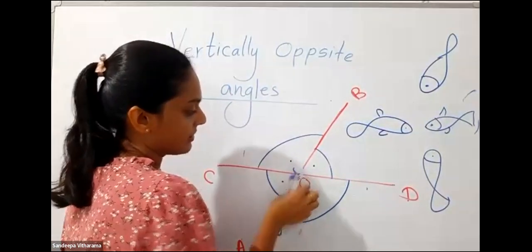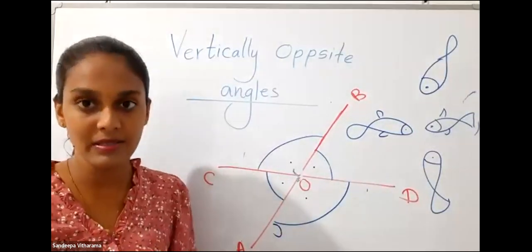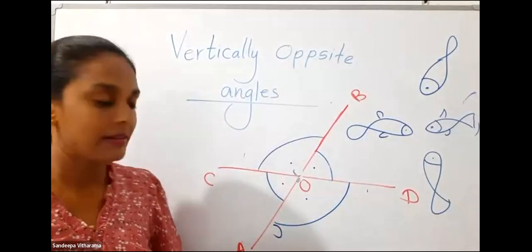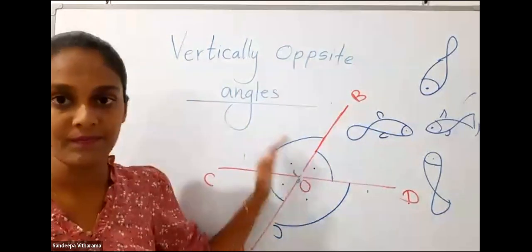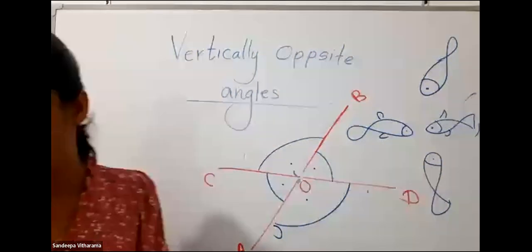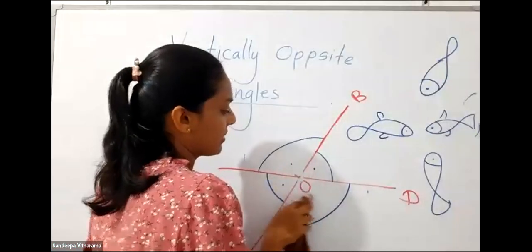Two straight line segments meeting each other, the angles form. Okay? Then the angles which are formed like this are called the vertically opposite angles. Okay? Then this is another kind of angles formed.